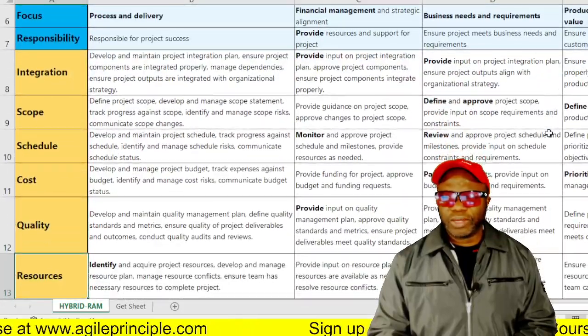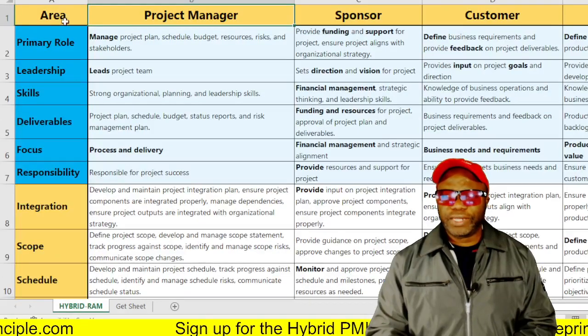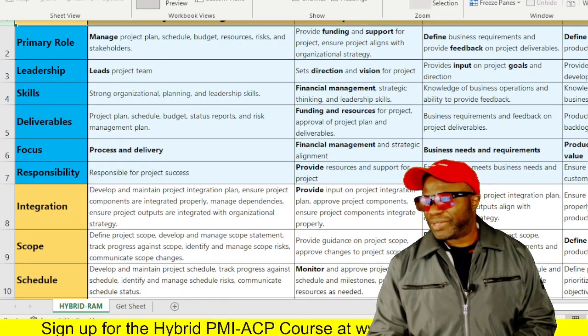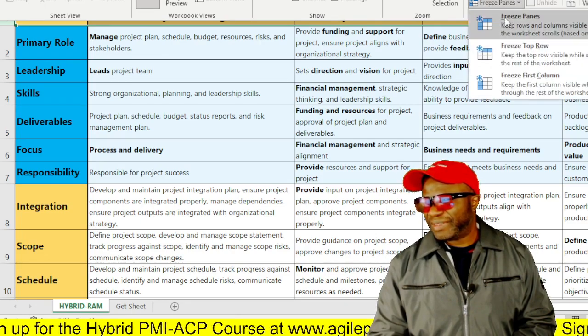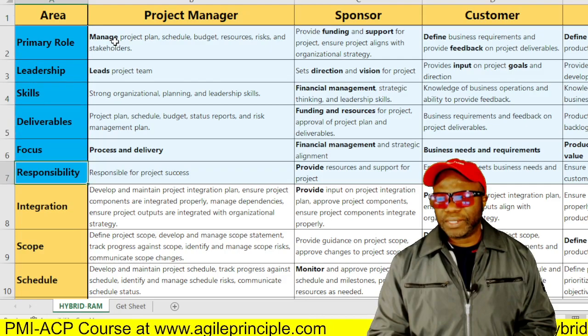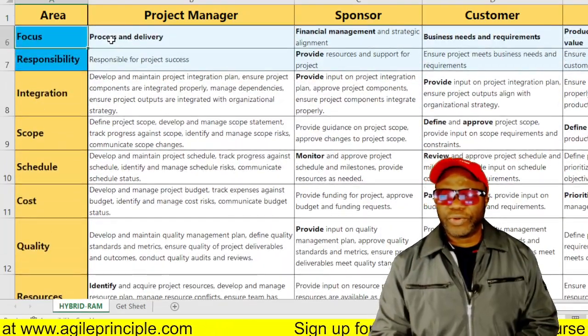Let's go beyond deliverables to focus. So I'm going to freeze this over here just so that you can see things better. Let's freeze that top row and let's go down beyond deliverables to focus.